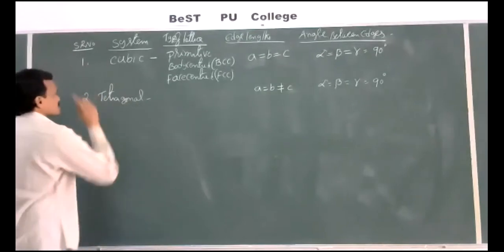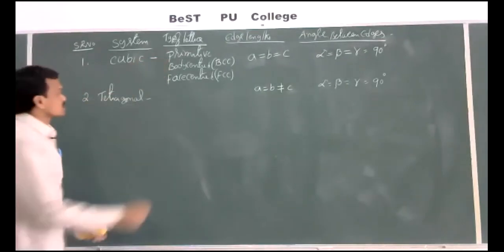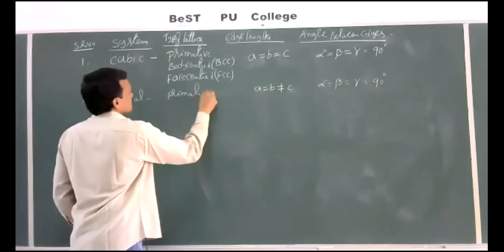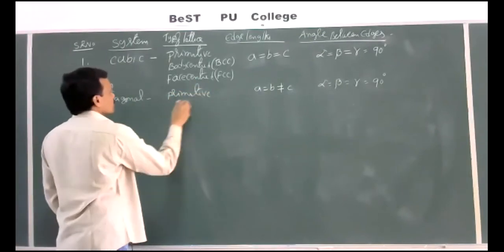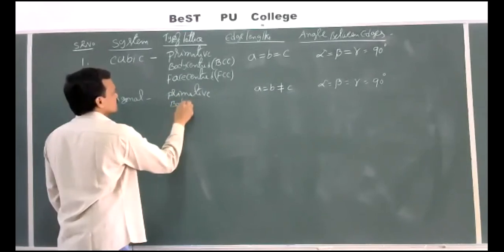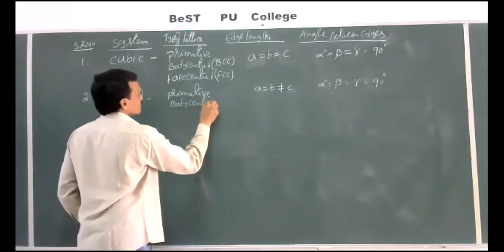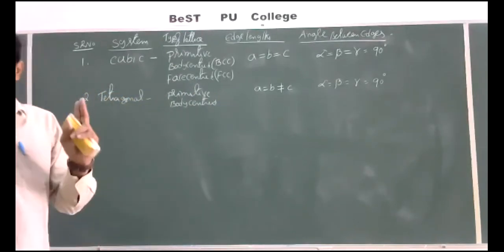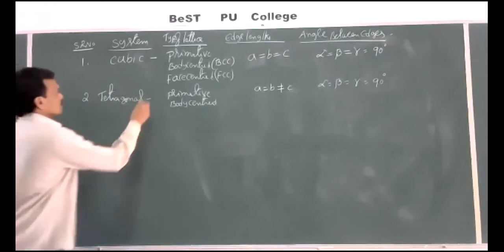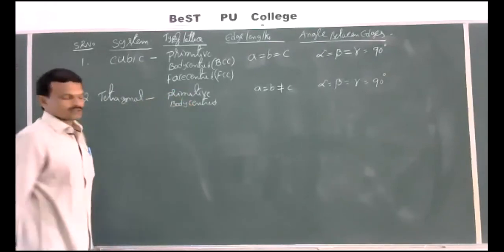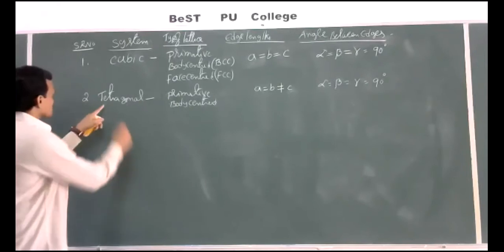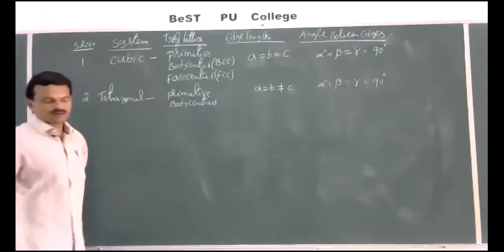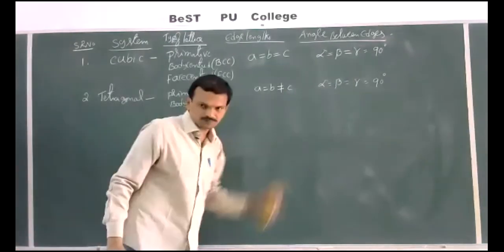And this tetragonal system contains two types of lattices. One is primitive, and the second one is body centered. This tetragonal system consists of only two types of lattices. So one is primitive and one more is body centered. This is the second type of crystal system, tetragonal, which consists of two types of lattices, and these are the parameters.